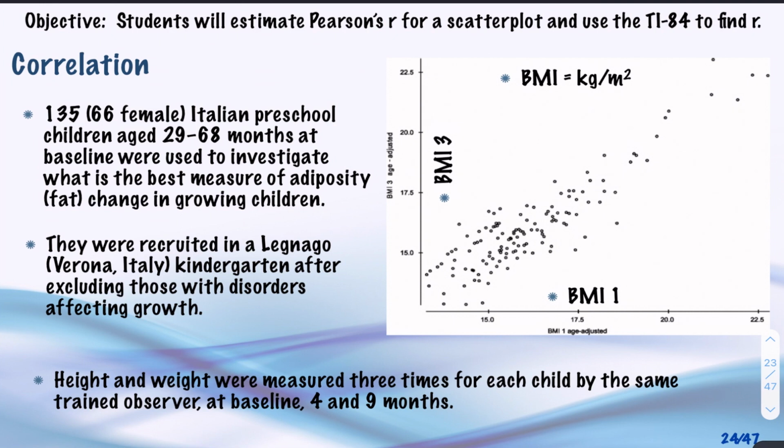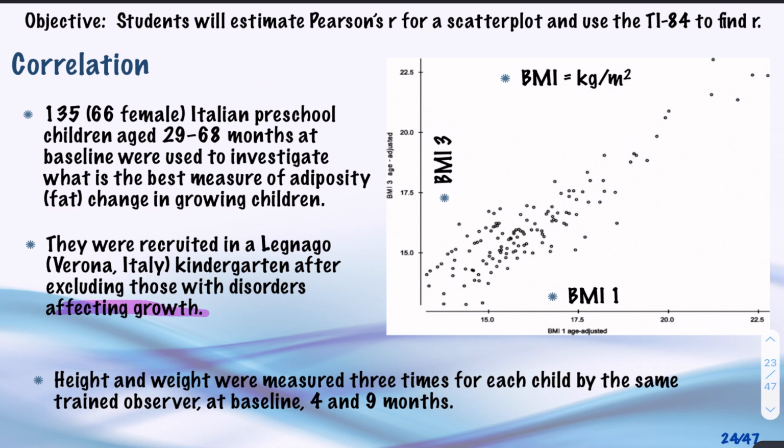These children were recruited in Legnago, which is in Verona, Italy, in kindergarten, after excluding those with disorders affecting growth. So we don't want those affecting the normality of our data. We are looking at height and weight, which were measured 3 times for each child by the same trained observer at a baseline of 4 years and 9 months. So this is what we have from our 135 children.